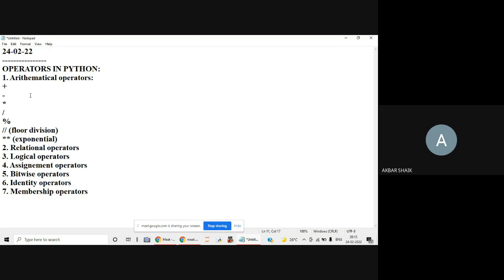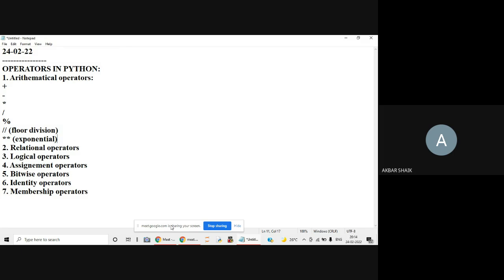Again, I'll repeat. Arithmetical operators are going to perform arithmetical operations. Plus is for arithmetical addition. Minus is for arithmetical subtraction. Into is for arithmetical multiplication. This is arithmetical division, slash. This is modulo. This is floor division. And this is exponential.